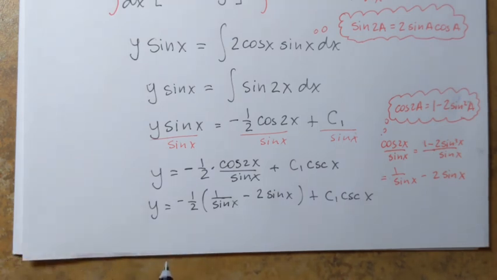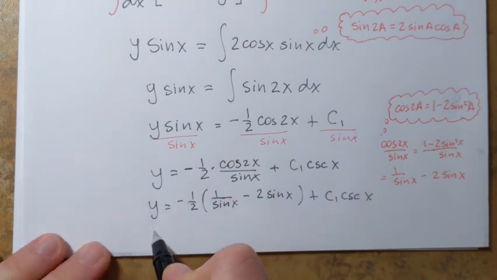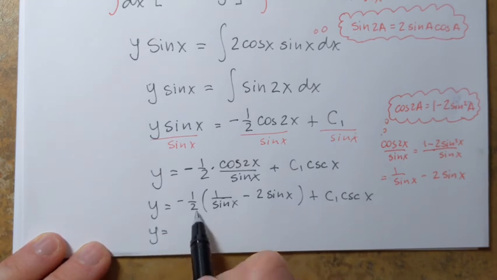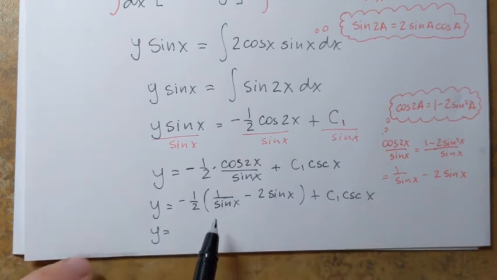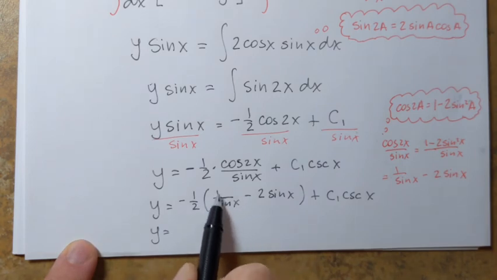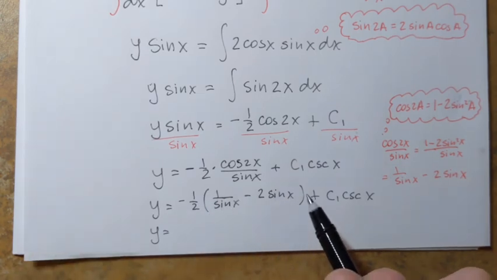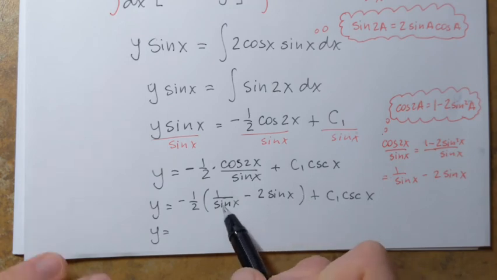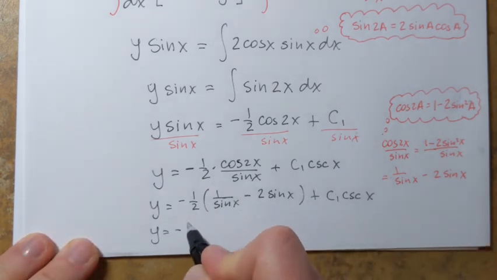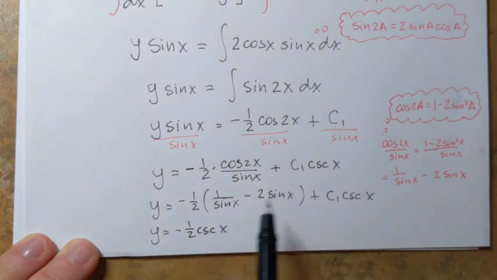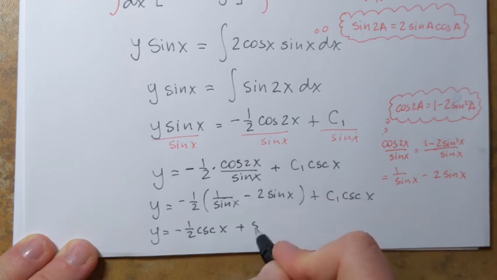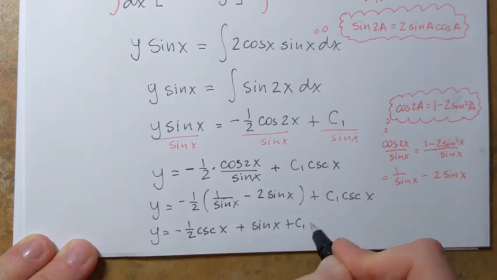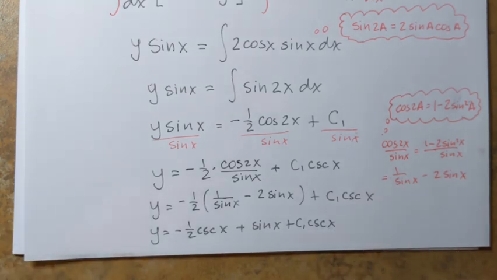I am almost out of paper here, so we better finish, right? Y equals. Now I have to distribute negative 1/2. Negative 1/2 times 1 over sine x. Now 1 over sine x, we already talked about that. That's the reciprocal, so 1 over sine x is the cosecant, right? So negative 1/2 cosecant of x. Negative 1/2 times negative 2 is positive 1, so it's plus sine of x, and then plus c1 cosecant of x. And the last thing that we can do here, well, second to last, I can see 2 cosecants with different coefficients.